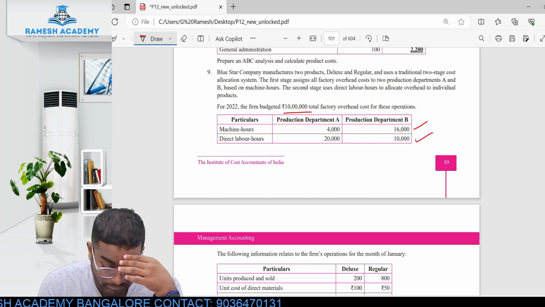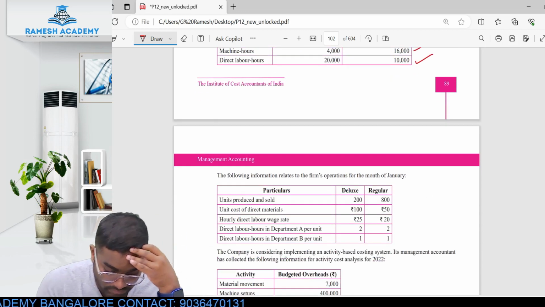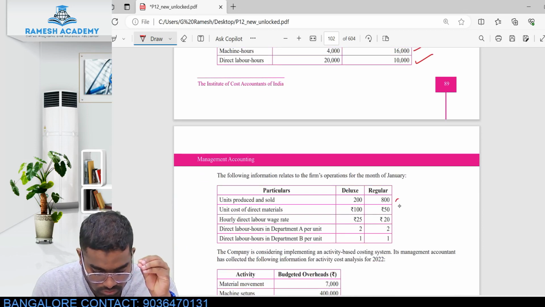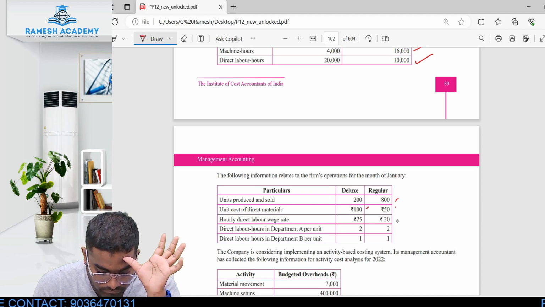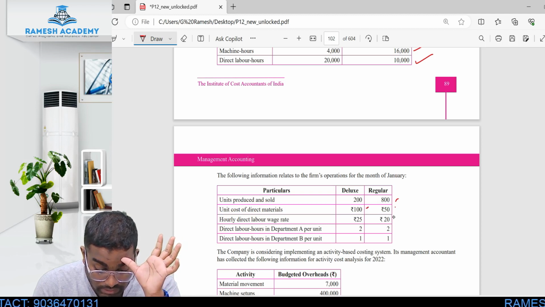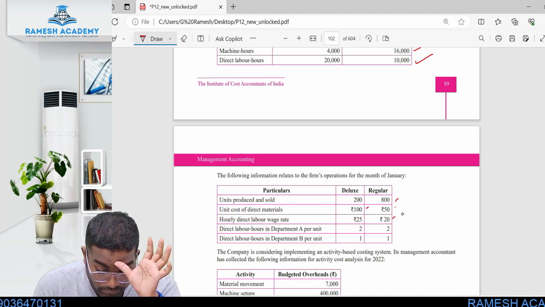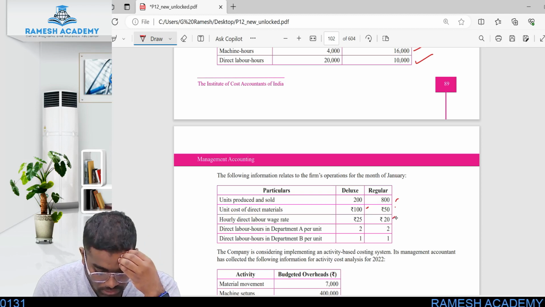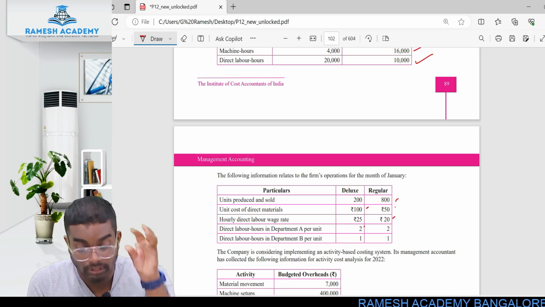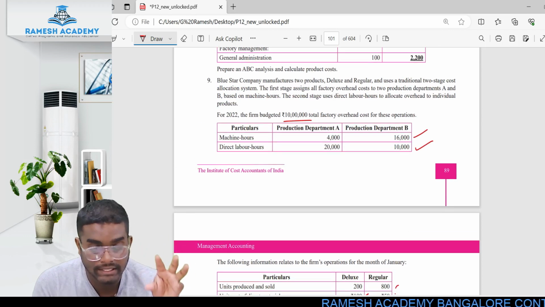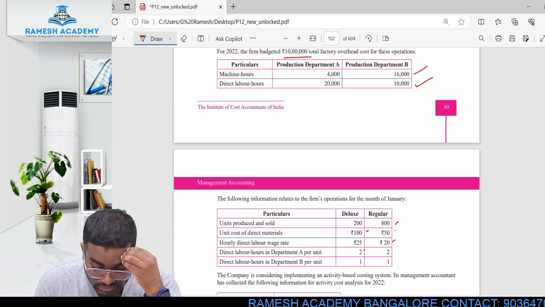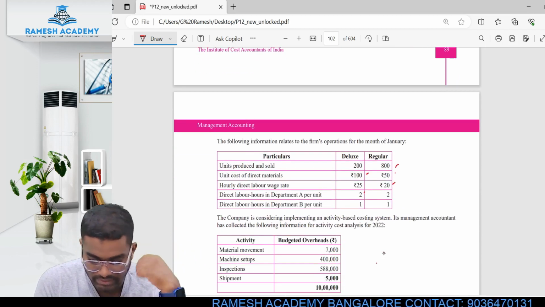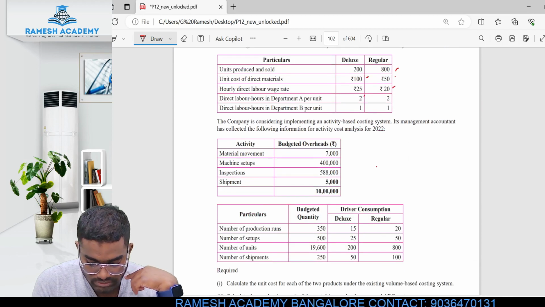Understood? Simple. And they have given the other information: units produced and sold, cost of direct materials per unit, this is per unit. Then cost direct labor hour wage rate, that is per labor hour. Then we have direct labor hours in department A, department B. See, that is what I have told. In this question, deluxe and regular will go in A also, B also. So that is the reason the company is considering implementing ABC. So ABC part is simple here.